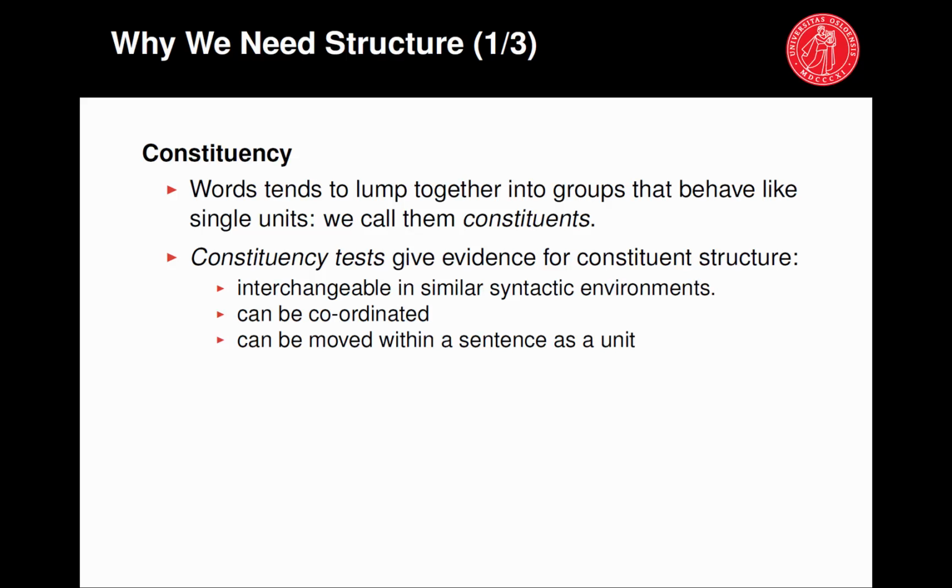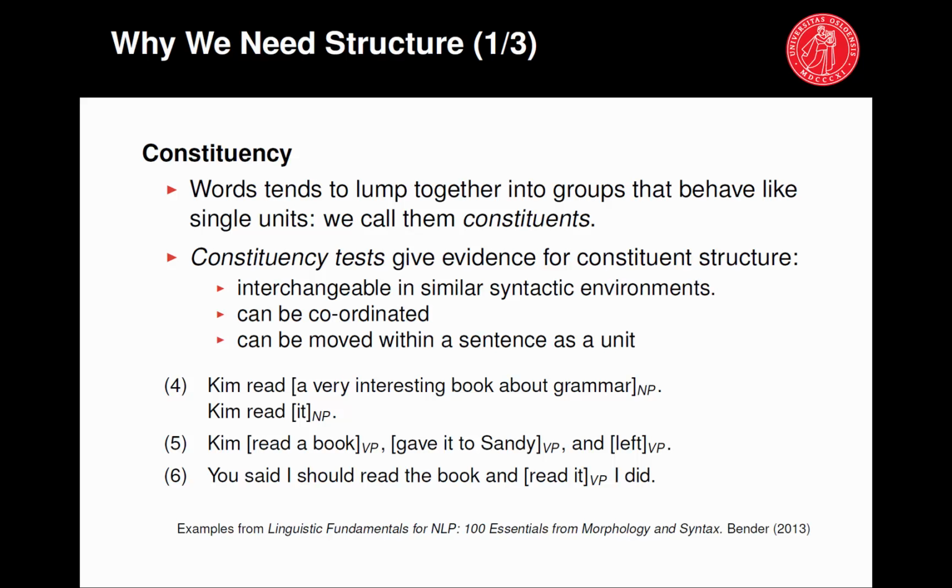So constituency tests essentially confirm that this group of things is a meaningful unit, and the three classic tests that I'm giving you here is they're interchangeable in similar contexts. I can take a constituent of one type and replace it with another constituent of the same type. They can be coordinated. I can take constituents of the same type and say x and x, that's coordination, and I can move them around as a single unit. So here are some examples.